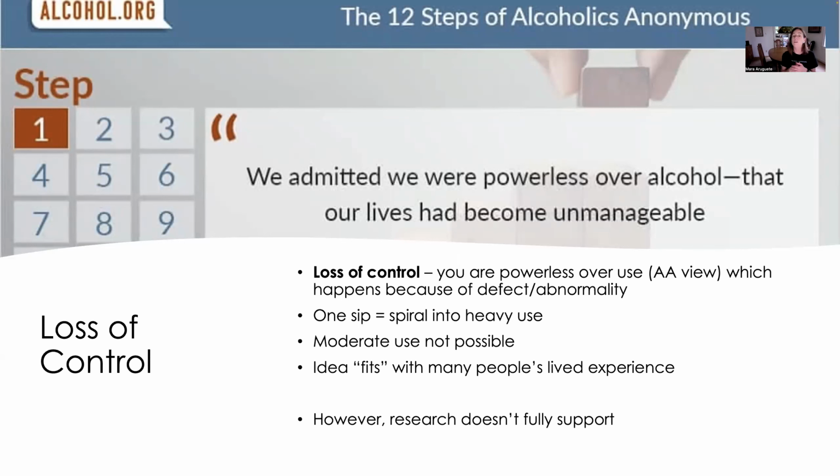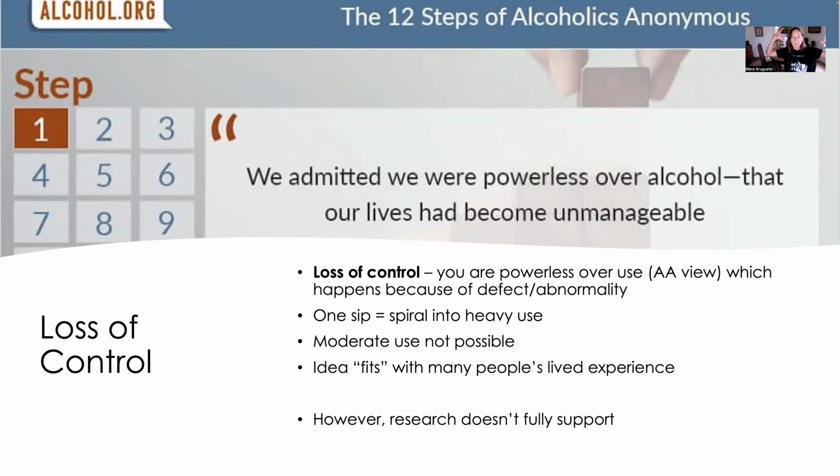Okay, let's take a look at loss of control. This is another key idea behind the disease models. Loss of control is that you're powerless over use. We've seen this with Alcoholics Anonymous. In fact, step 1, as you can see in the picture there, is that we admitted that we were powerless over alcohol. Our lives have become unmanageable. You just basically say, I have no power over this stuff.